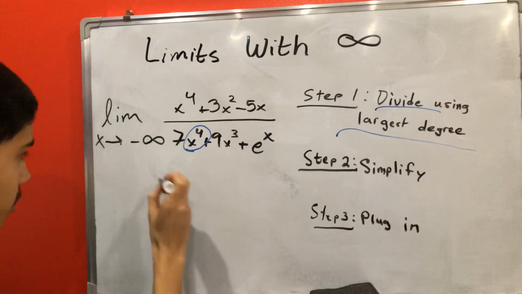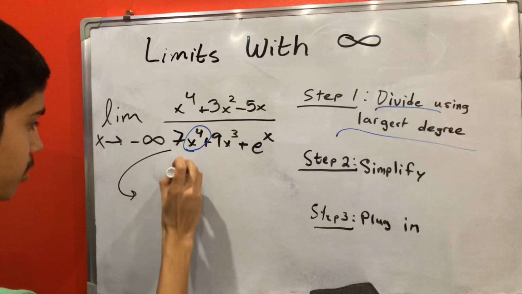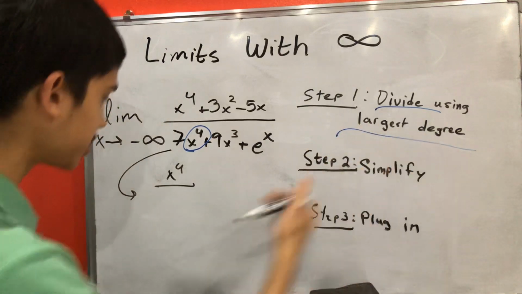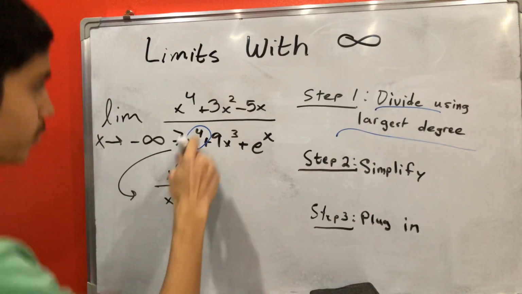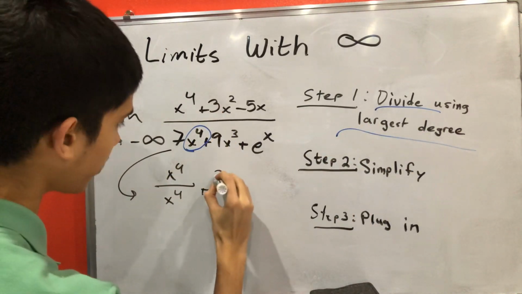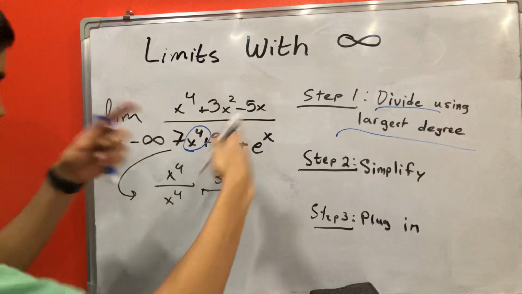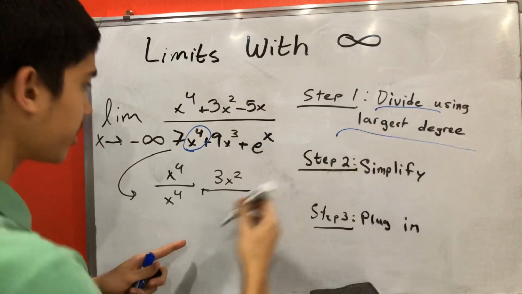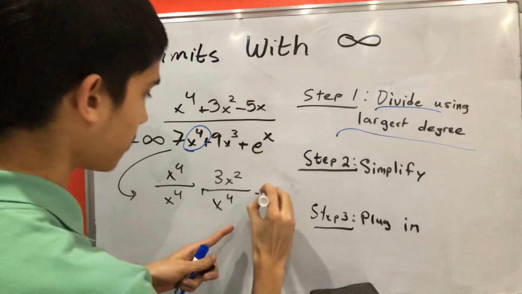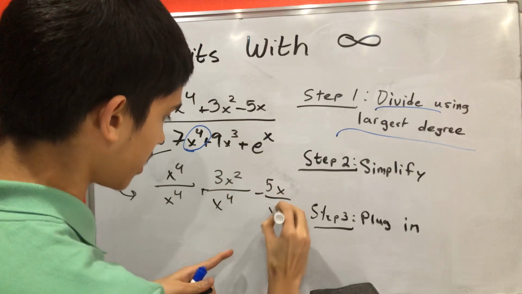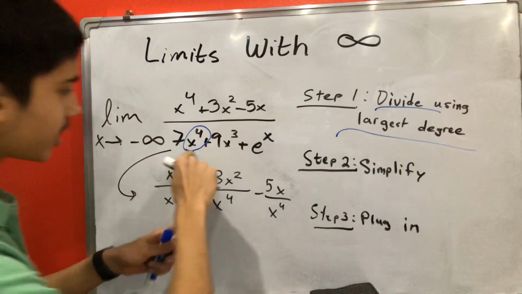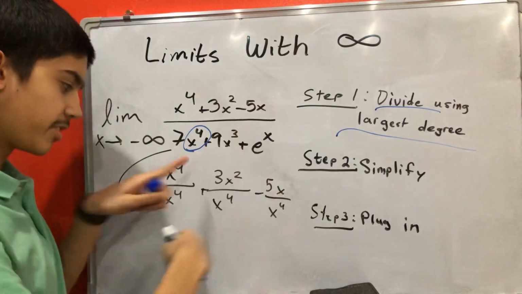So basically, we're going to rewrite it like this. X to the 4th divided by the largest degree, right? X to the 4th. Then we're just going to rewrite the entire expression. We're going to divide by the largest degree each time. Minus 5x, x to the 4th. You see what I did to the numerator? I just took the largest degree and I divided everything.